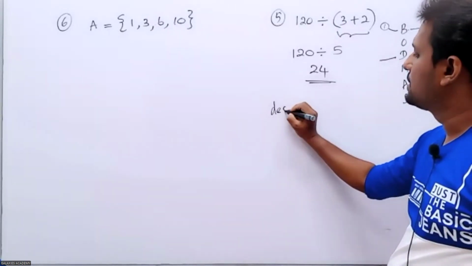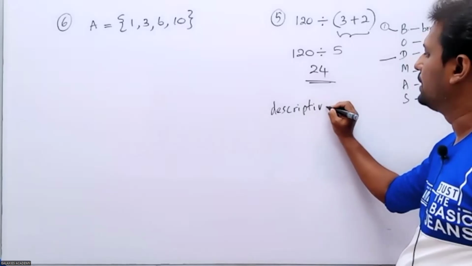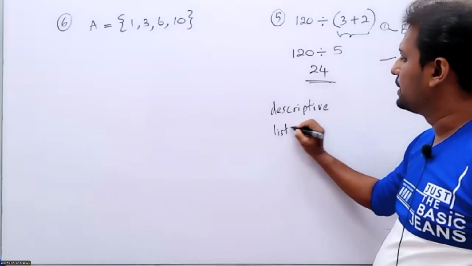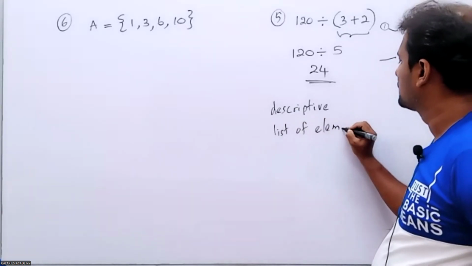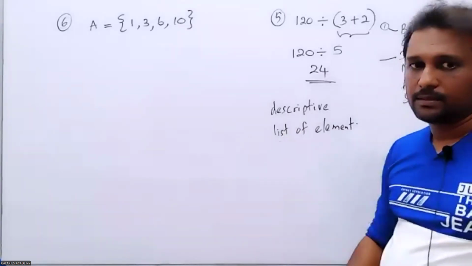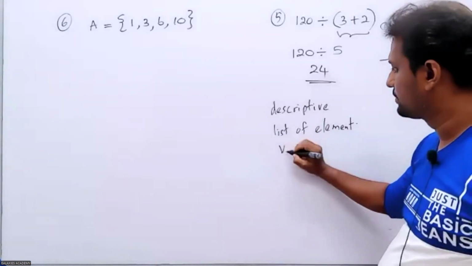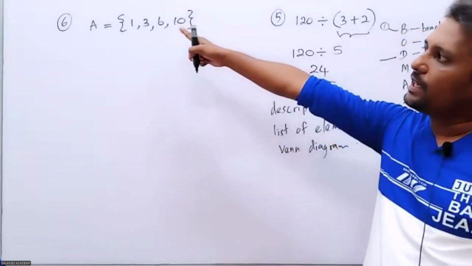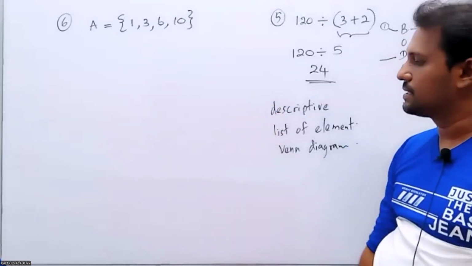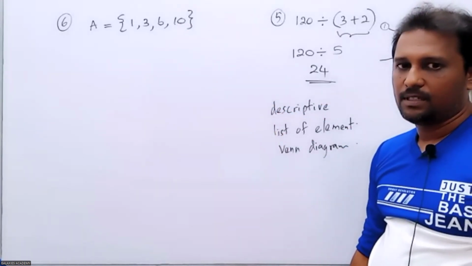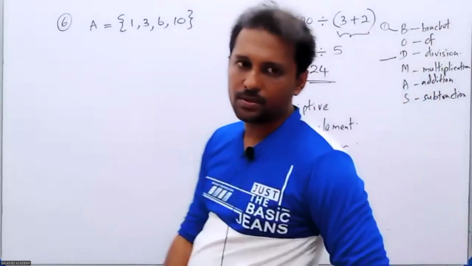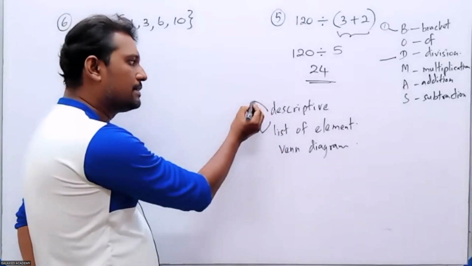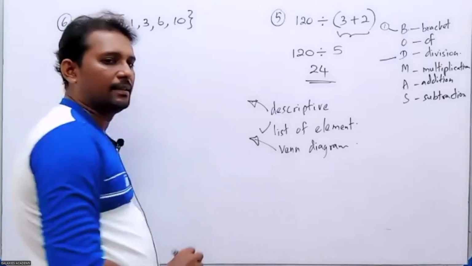One method is the descriptive method. As a description you can note. Another method, list of elements method. And the other method, by using a Venn diagram. Can you identify which one of these 3 this method is? List of elements. List of elements method is given, no? So this question is given in list of elements method, you have to write in descriptive method and Venn diagram method.